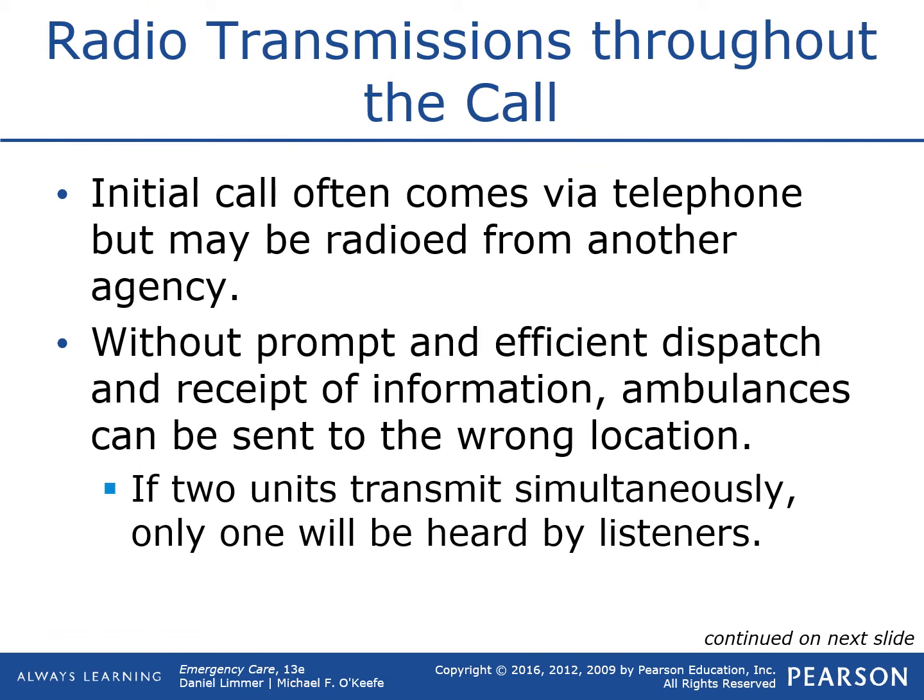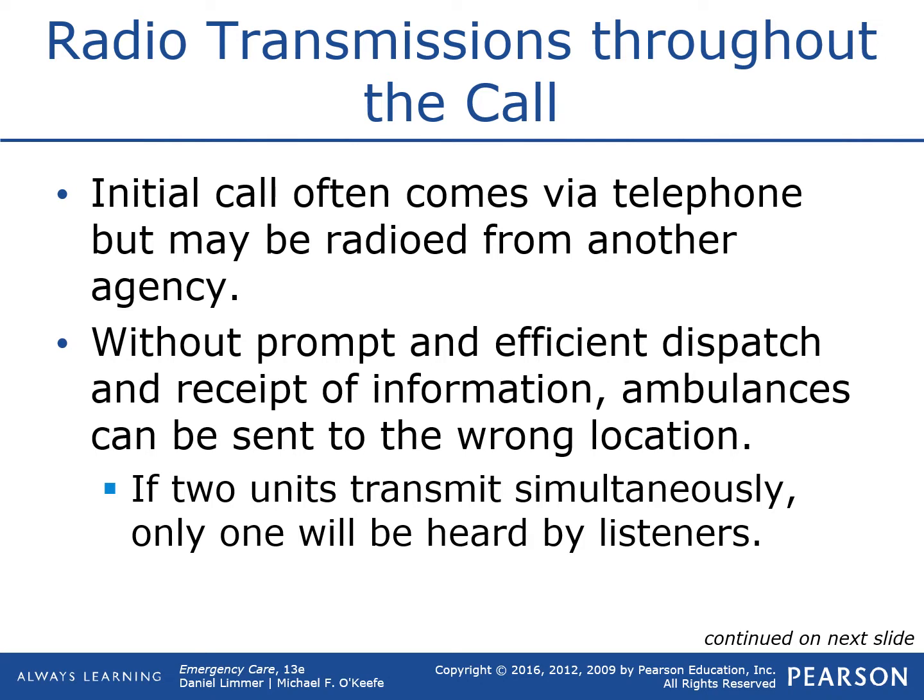So going through general principles of radio transmissions throughout a call, typically a 911 call comes in from a telephone. Sometimes it will be sent to an agency via radio. So sometimes a caller will be connected to, say, Onondaga County when the call is actually in Oswego County. So Onondaga County will radio Oswego County over what's called the FireCom and say, hey, we have a call for you guys. And then that's how they get the call.